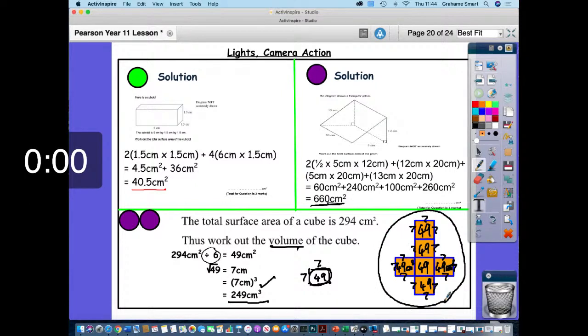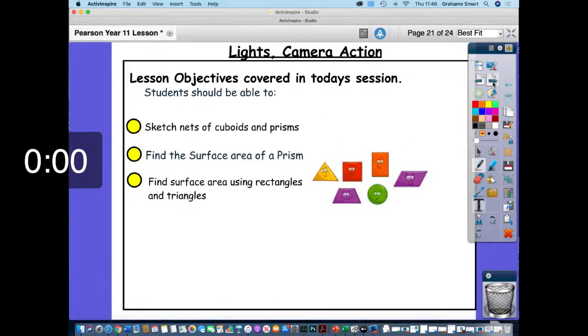All right, folks, that was the last session. I hope you enjoyed that one. I like that one. We covered quite a lot in lesson objective terms today: sketching nets of cuboids and prisms, finding the surface area of a prism, finding surface area using rectangles and triangles. So we did quite a bit there.